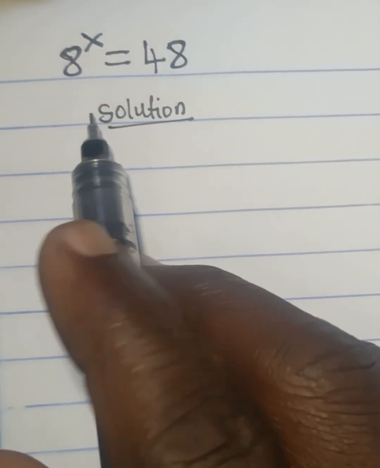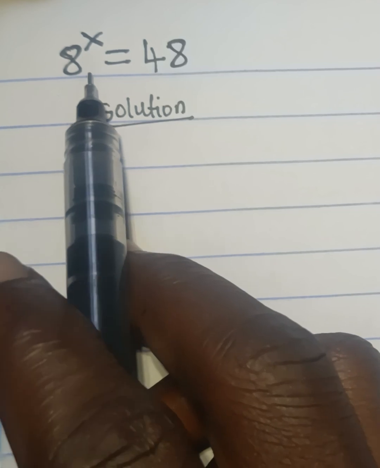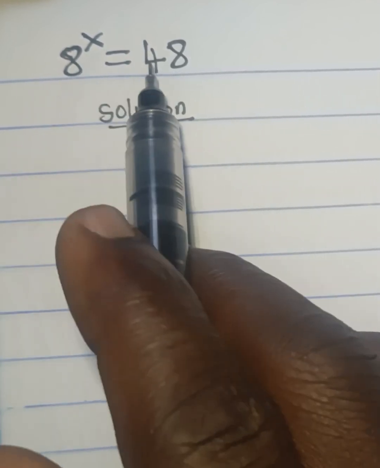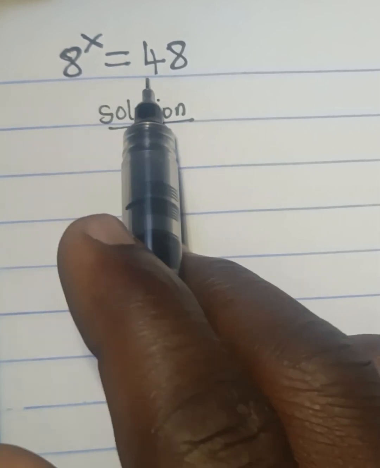We are going to solve for the value of x from this exponential equation, and the given equation is 8 to power x is equal to 48. If you look at this equation, there's no way we can make the base to be the same. Therefore, we are going to take the log of both sides.